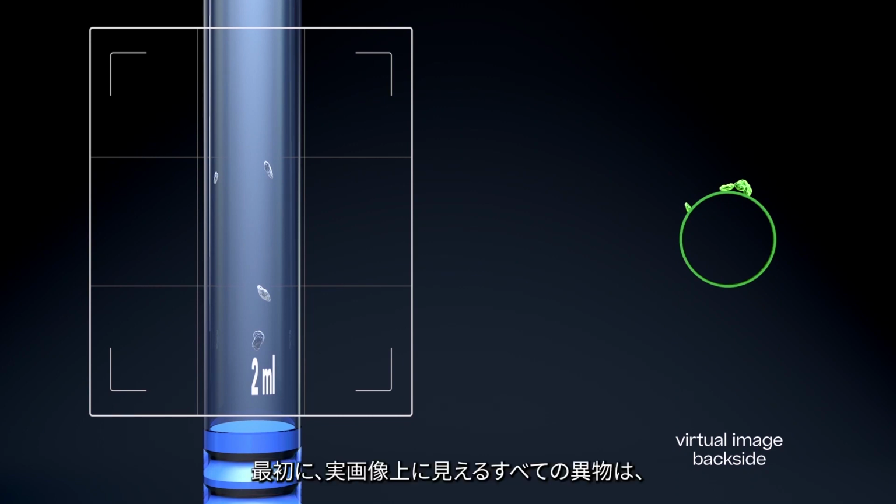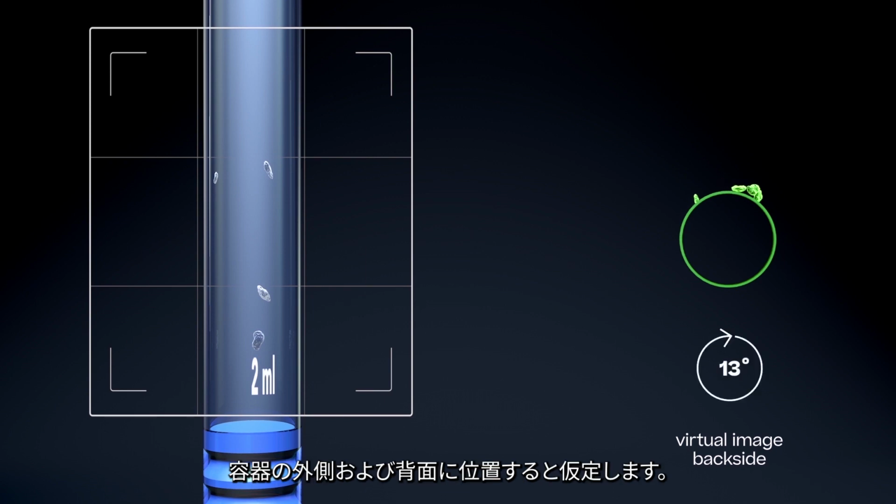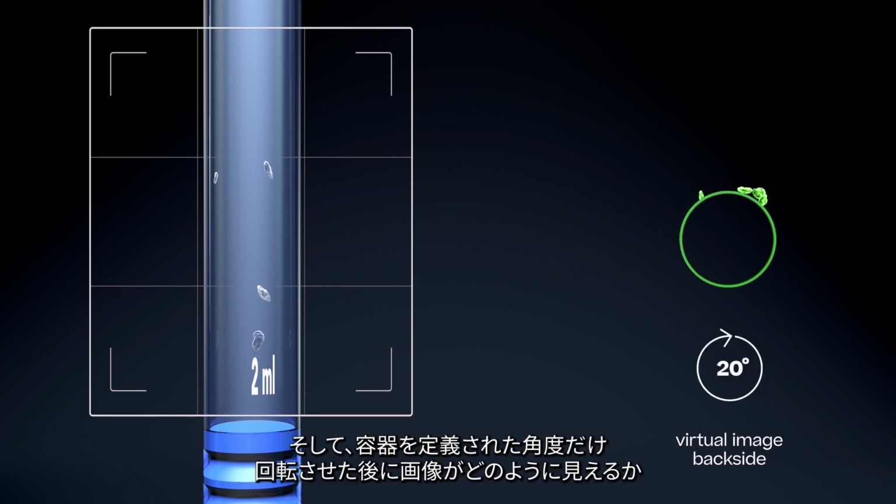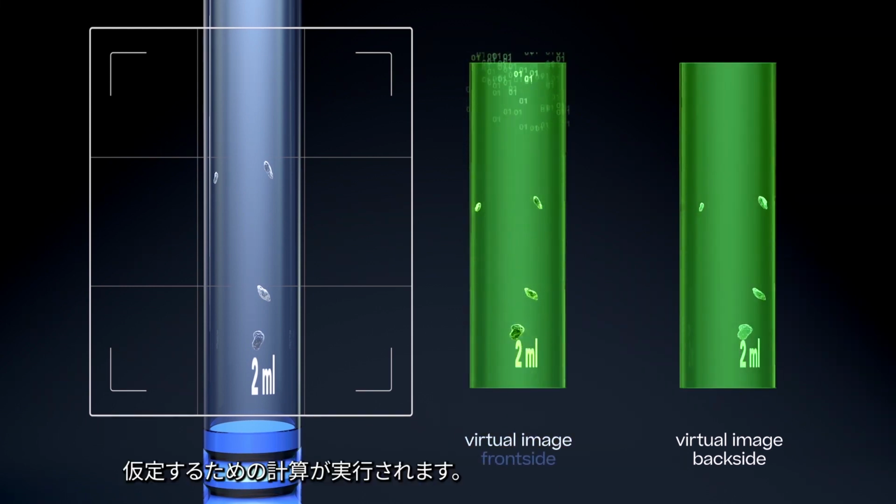It is initially assumed that all particles which are visible on the real image are located outside and on the back surface of the container. A calculation is now carried out to see how the image would look like after rotating the container by a defined angle.